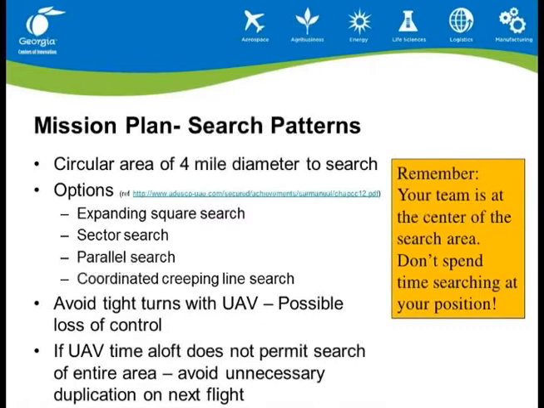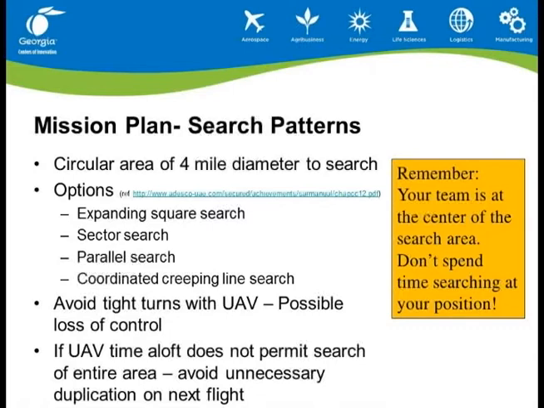On the search patterns, you have a circular area of 4 miles diameter to search. Some of the options for how you search, the patterns in which you do, and there's a link here we have listed in the charts, is from a search and rescue document that we found online and is available to you. There are 4 basic options: expanding square search, where you start from the center and you're expanding your search square; sector search, where you look in different quadrants of the circle; parallel search; and then finally coordinated creeping line search. And you need to look at that document that we've given you a link to get a lot more information on that. We don't have the time in this video today to talk about that.